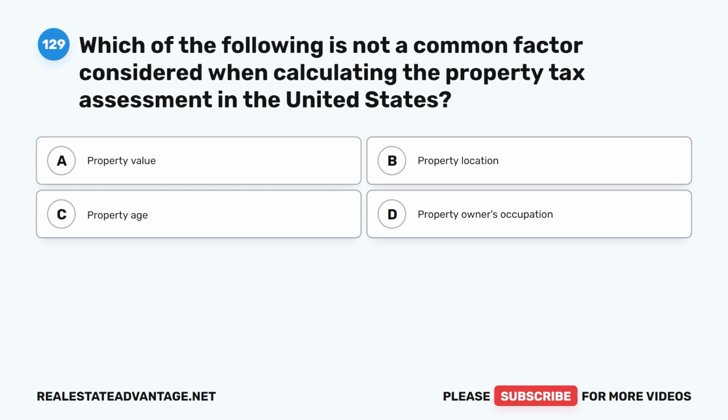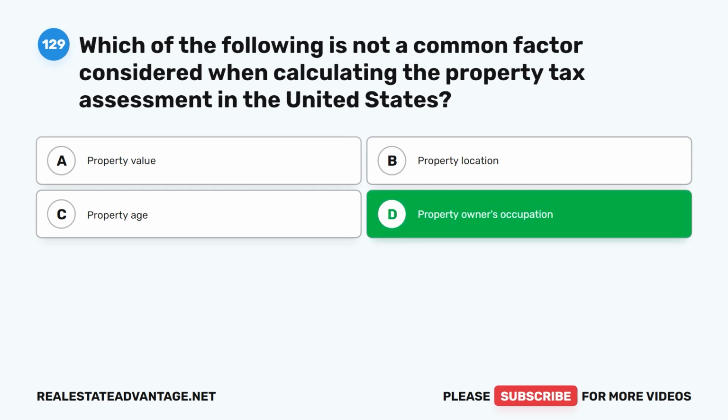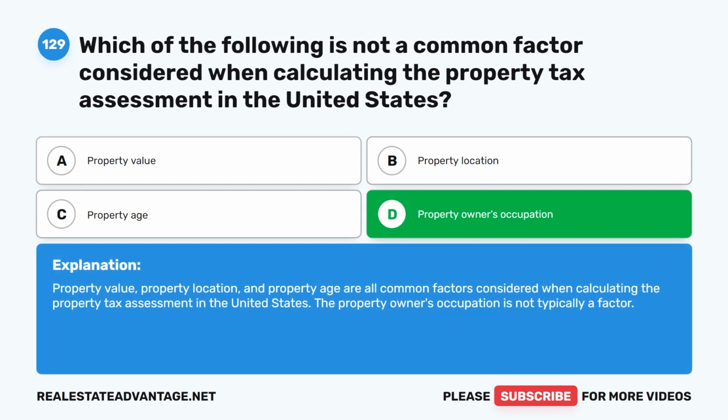Question 129. Which of the following is not a common factor considered when calculating the property tax assessment in the United States? A. Property value. B. Property location. C. Property age. D. Property owner's occupation. The correct answer is D. Property owner's occupation. Property value, property location, and property age are all common factors considered when calculating the property tax assessment in the United States. The property owner's occupation is not typically a factor.